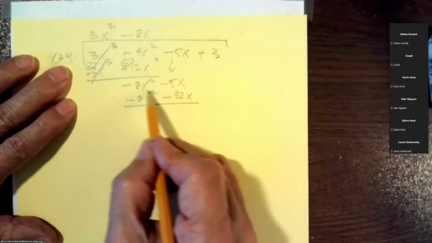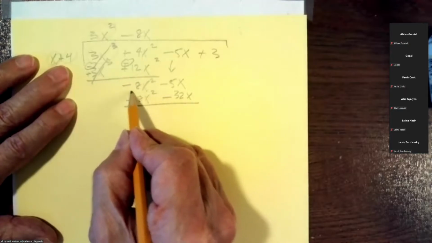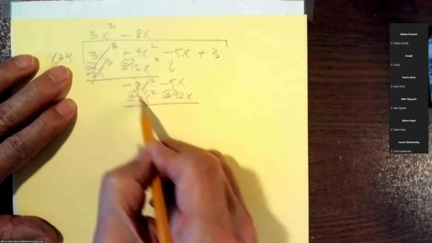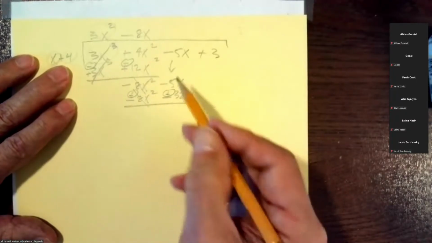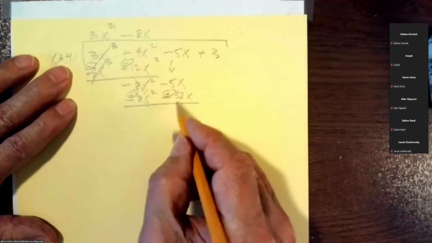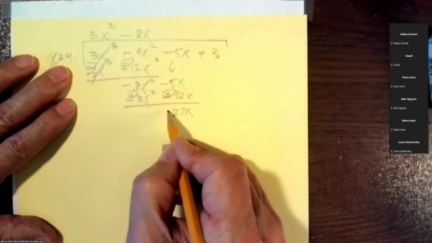Now I want to subtract this term, this binomial. So I'm going to change that to a positive and that to a positive and then combine. Those first terms cancel. Negative 32, positive 5. 5 from 32 is 27. The type is x, and it's a positive.